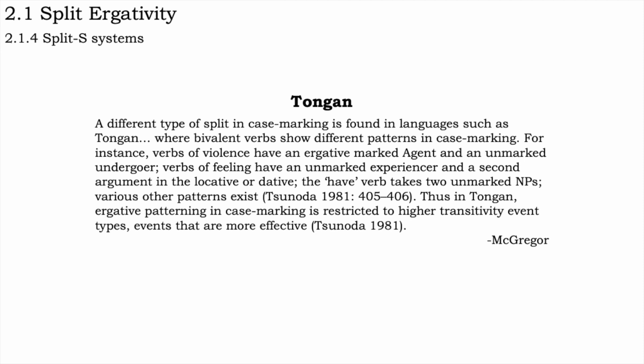Thus, in Tongan, the ergative patterning and case marking is restricted to higher transitivity event types, events that are more effective. This type of patterning could be thought of as an unusual variety of split S marking, albeit one which varies on bivalent words rather than univalent ones.